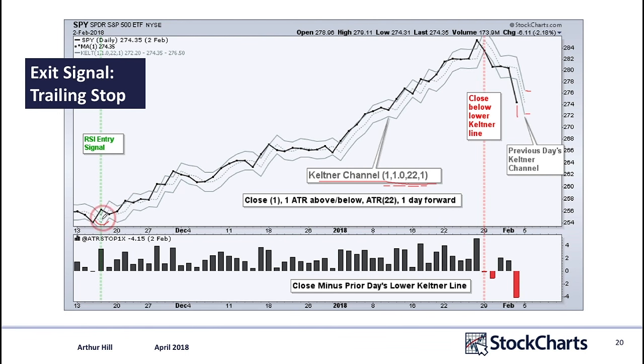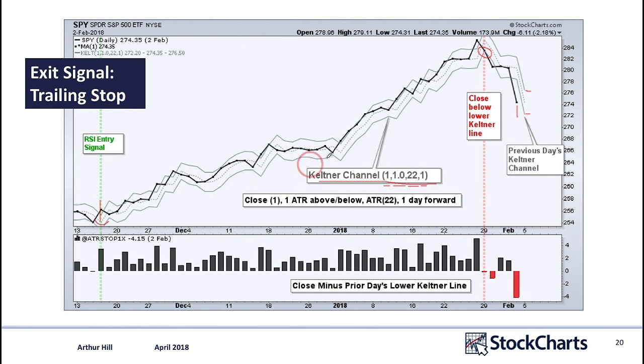So you can see here that if you had gotten in on the mean reversion signal in November there on the lower left, you can see that the stop was not triggered until late January. And that was clearly the trade of the year because you closed below that lower Keltner line on January 29th. And I just added a histogram, and this histogram just shows you the difference between the closing price and the previous day's value of the lower Keltner line. And you can see it turned negative. So that means the price closed below the previous day's lower Keltner line.